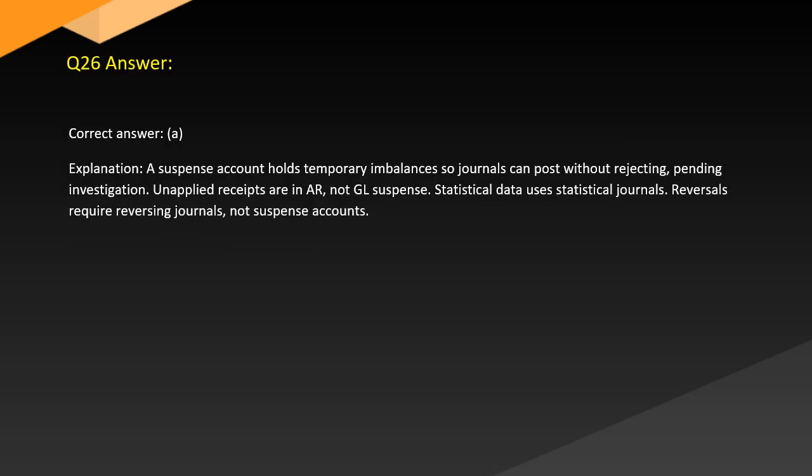Answer. Correct answer: A. Explanation. A suspense account holds temporary imbalances so journals can post without rejecting pending investigation. Unapplied receipts are not handled in GL suspense. Statistical data uses statistical journals. Reversals require reversing journals, not suspense accounts.